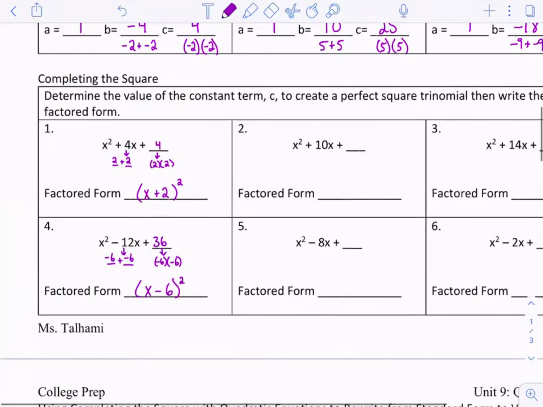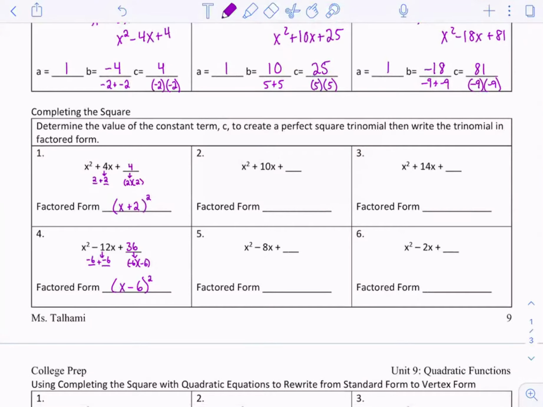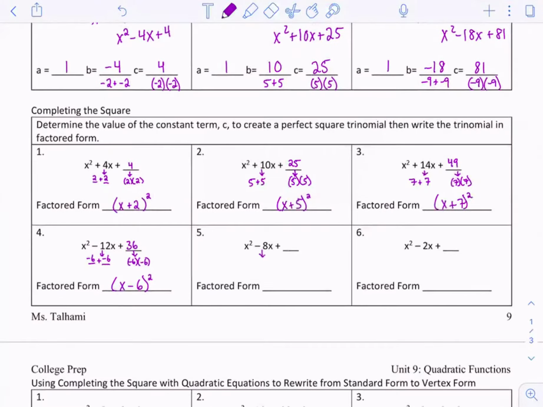So hopefully you're seeing how to find out what that c term needs to be so that we have a perfect square trinomial. So here this is going to be 5 plus 5. So here 5 times 5 is 25. So this is x plus 5 squared. Same thing here, x, oops. This is 7 plus 7. So 7 times 7 is 49. So this is x plus 7 squared. So hopefully you're seeing the pattern because this is going to help you complete the square.